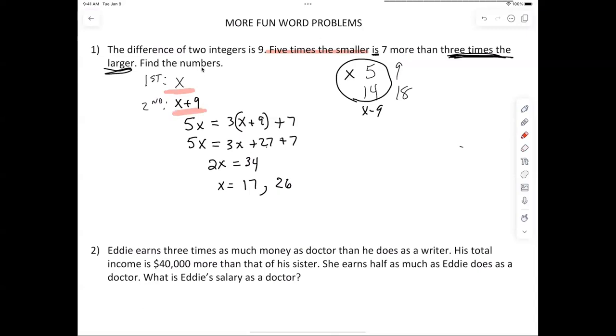Right? The first number is x. The second number is x plus 9. We just solved for x. X is how much? 17. So the other number is going to be 17 plus 9. That's how I got 26.